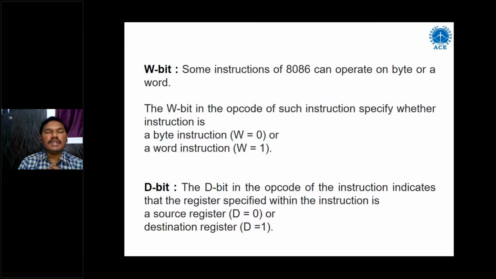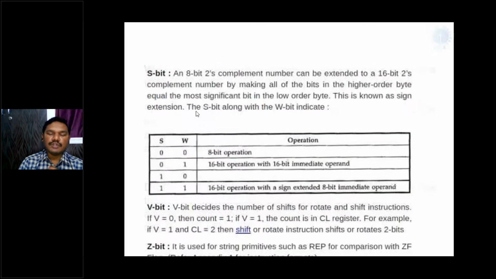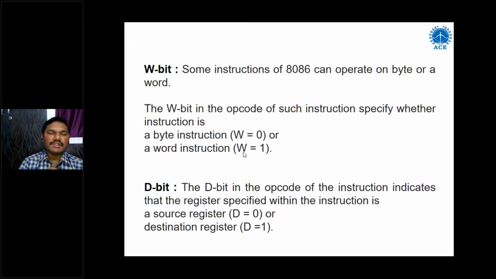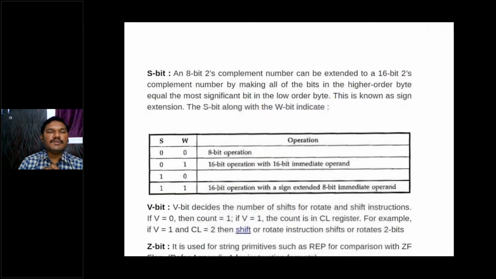What is the D bit or W bit? With the W bit, instructions of the 8086 can operate in byte or word operation. If W equals 0, it is a byte operation. If W equals 1, it is a word operation. Byte means 8-bit operations, word means 16-bit operations. The D bit in the opcode of an instruction indicates register to or register from. If D equals 1, the register is the destination register. If D equals 0, the register is the source register.